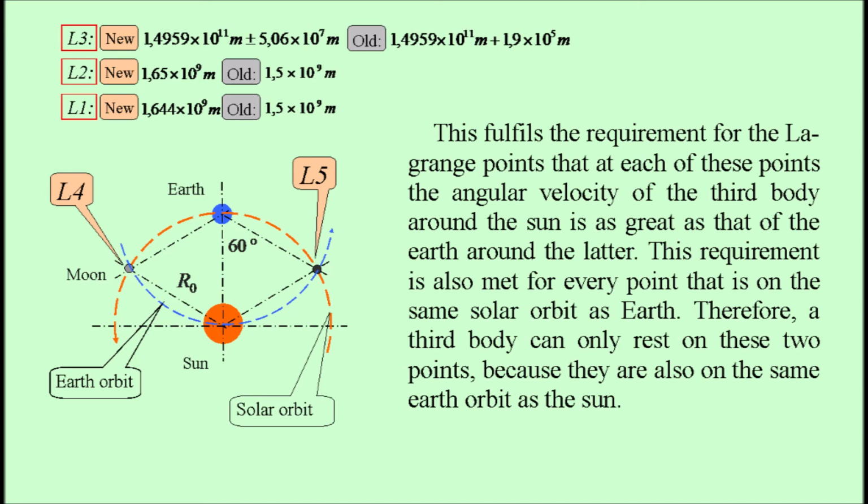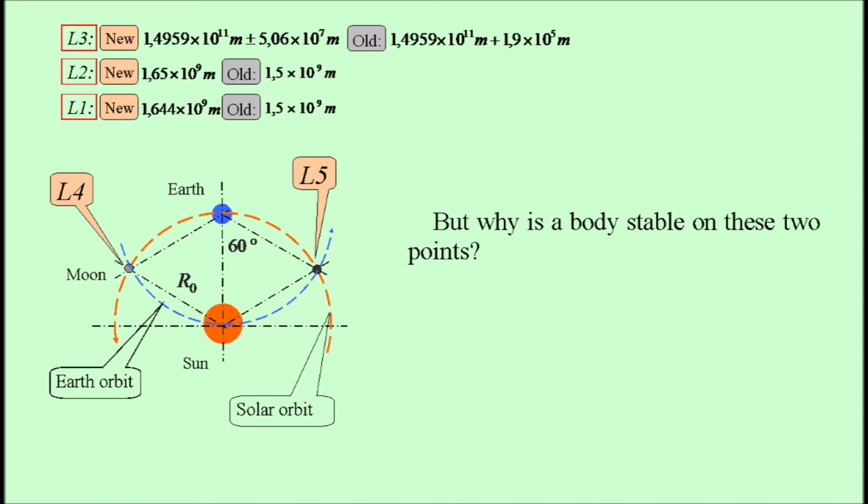This requirement is also met for every point that is on the same solar orbit as Earth. Therefore, a third body can only rest on these 2 points, because they are also on the same Earth orbit around the Sun. But why is a body stable on these 2 points?